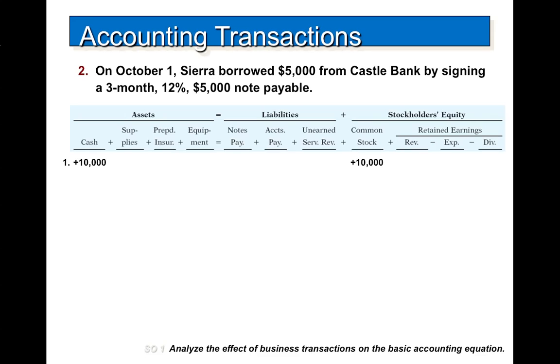On October 1, Sierra borrowed $5,000 from Castle Bank by signing a 3-month, 12% $5,000 note payable. We are going to forget about the interest part right now because we're going to pay the interest later. So they borrowed $5,000 from Castle Bank, so that's going to be our cash. It's going to increase because we have more money, and the note payable means we are going to have to pay this off later, so our note payable also increases. The transaction would look like this. Again, if we add the two sides, 15,000 equals 15,000.